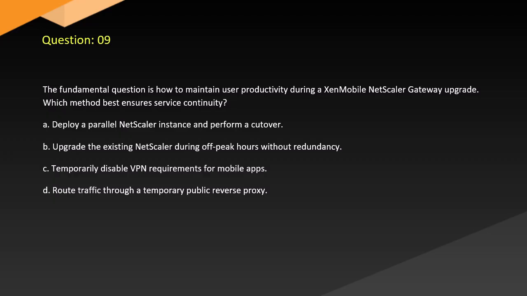Question 9. The fundamental question is how to maintain user productivity during a XenMobile NetScaler gateway upgrade. Which method best ensures service continuity? A. Deploy a parallel NetScaler instance and perform a cutover. B. Upgrade the existing NetScaler during off-peak hours without redundancy. C. Temporarily disable VPN requirements for mobile apps. D. Route traffic through a temporary public reverse proxy.